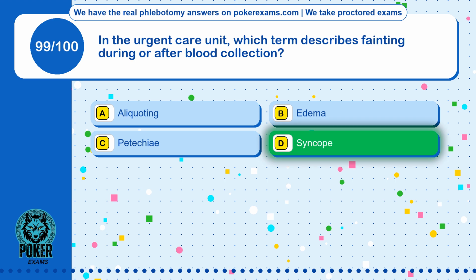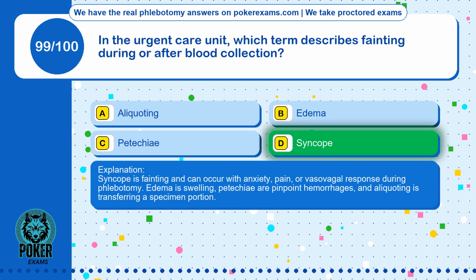The correct answer is option D. Syncope. Syncope is fainting and can occur with anxiety, pain, or vasovagal response during phlebotomy. Edema is swelling, petechiae are pinpoint hemorrhages, and aliquoting is transferring a specimen portion.